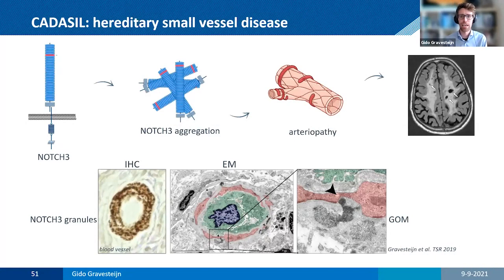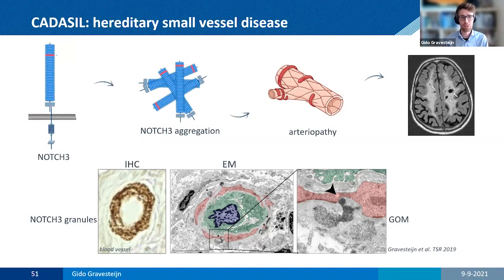Although patients only exhibit symptoms of the brain, the NOTCH3 aggregation is systemic, which allows us to study NOTCH3 aggregation in skin biopsies, because then we can take a look at skin blood vessels. And we can do this in two ways. The first way is using immunohistochemistry, on the left side in the figure. We can stain NOTCH3 using an antibody, and we see the typical NOTCH3 granules, which are an entity of NOTCH3 aggregation. But we can also take a look at electron microscopy, zooming in a bit further.